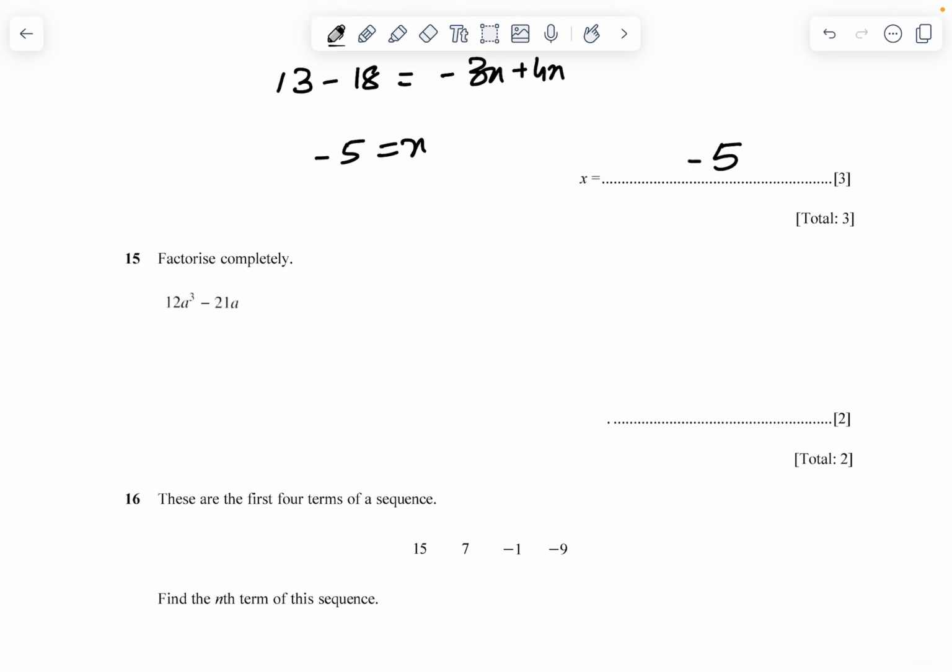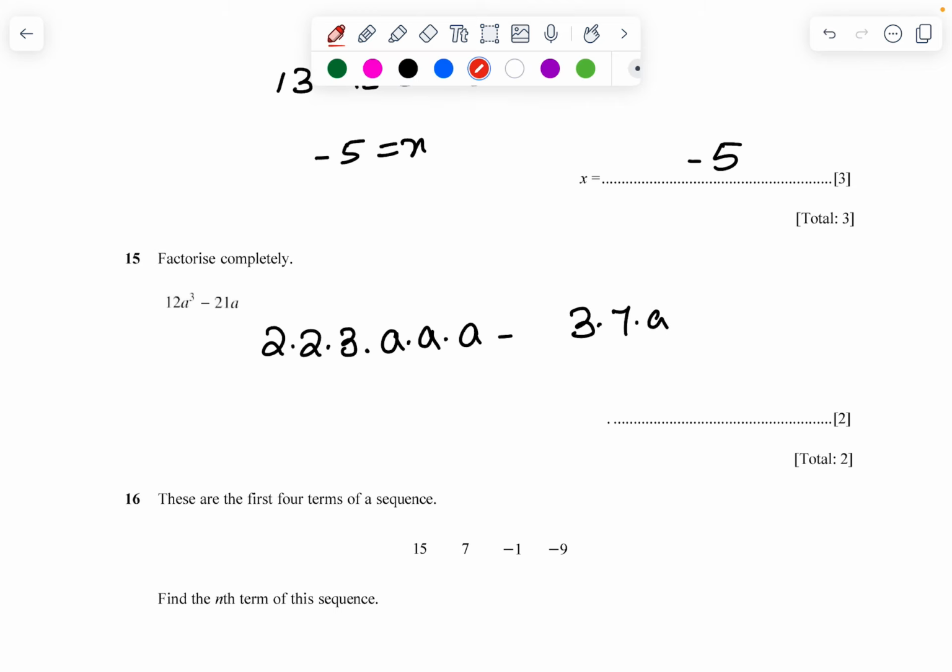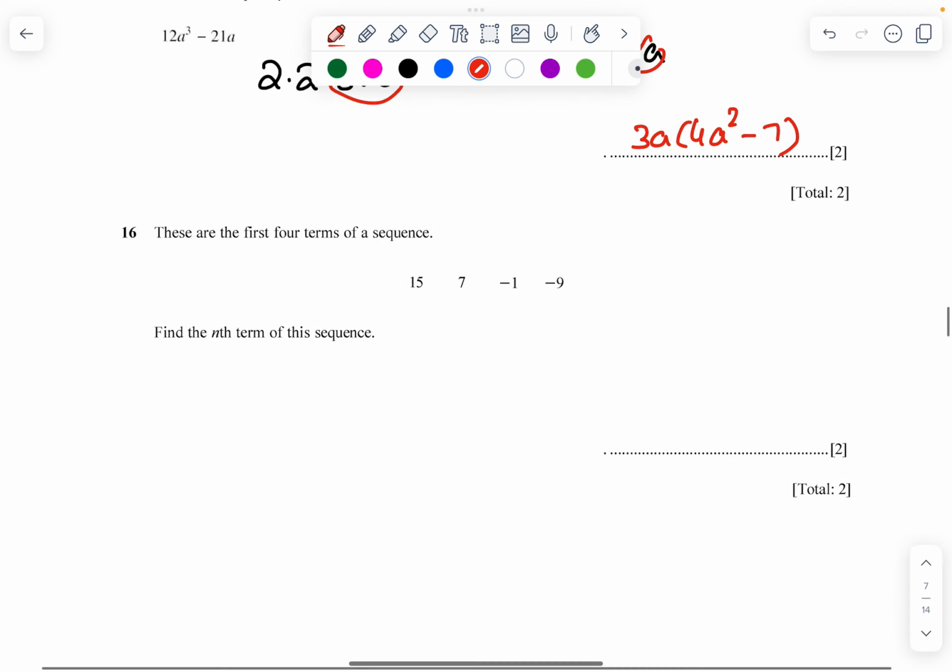Factorize and simplify it out. I can take 3a common, or I will write it as 12 as 2 times 2 times 3 times a times a minus 3 times 7 times a. We can clearly see that I can take 3a common. So it becomes 3a. So what am I left over with? 4a squared minus 7.